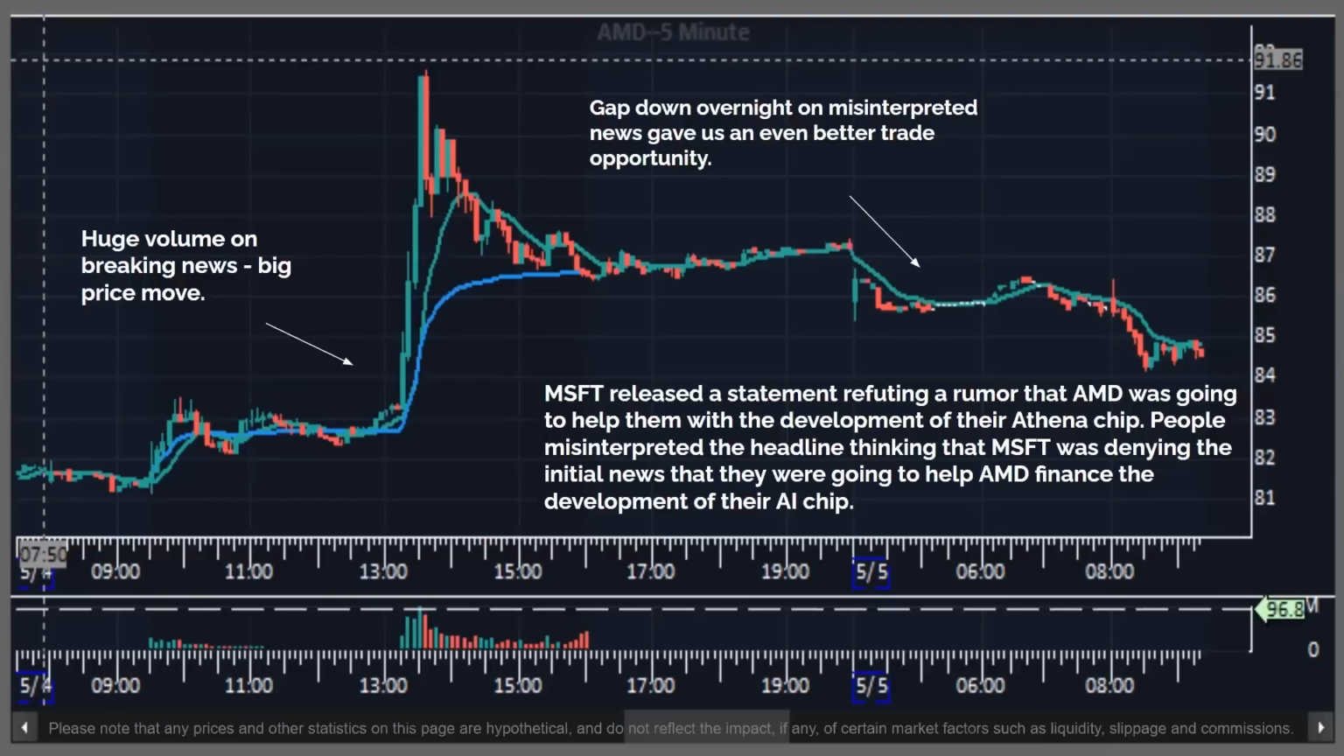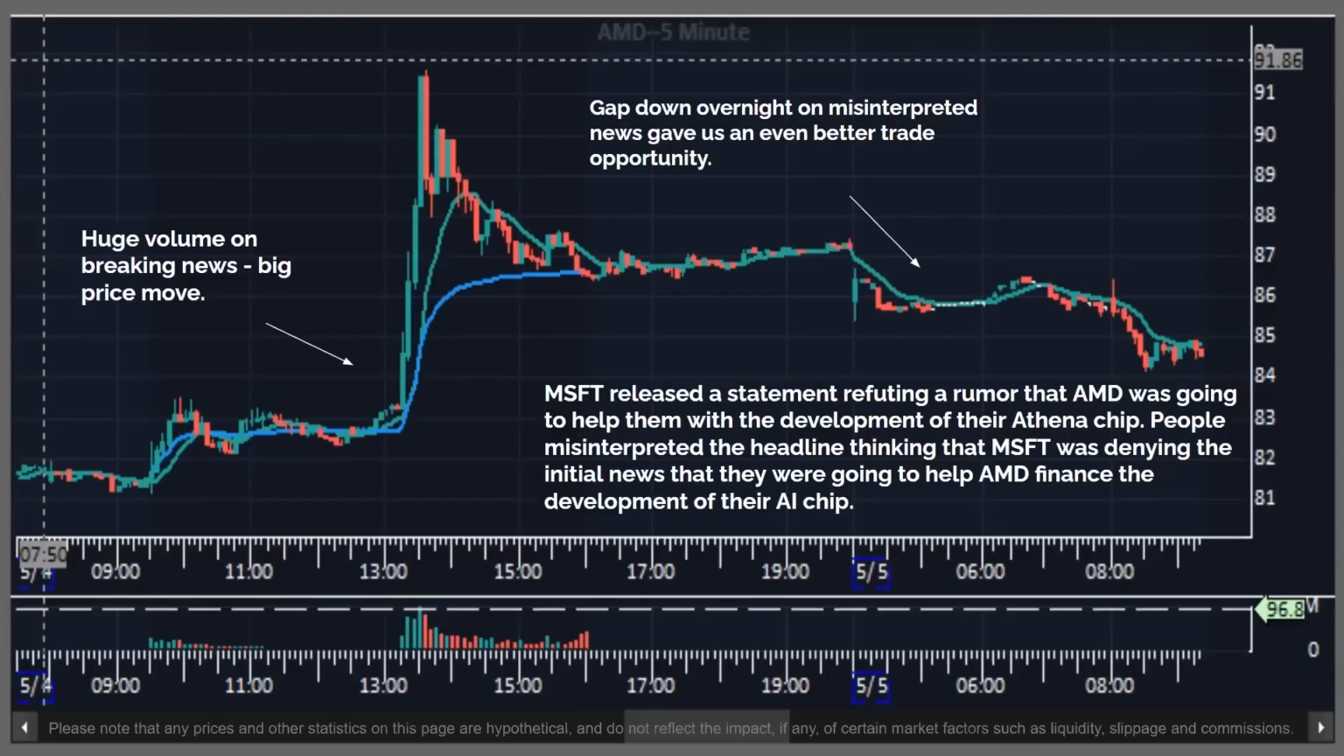There was actually an additional part of this headline, which the vast majority of people misinterpreted. So the main headline was that Microsoft was going to finance AMD's AI chip development. Following that headline, there was another one that stated that AMD is actually reciprocating the efforts and helping Microsoft with their own chip, but that actually wasn't true. And many people weren't really observant about which way the headline went. Microsoft denied that part of the headline, but the original one was still very much true.